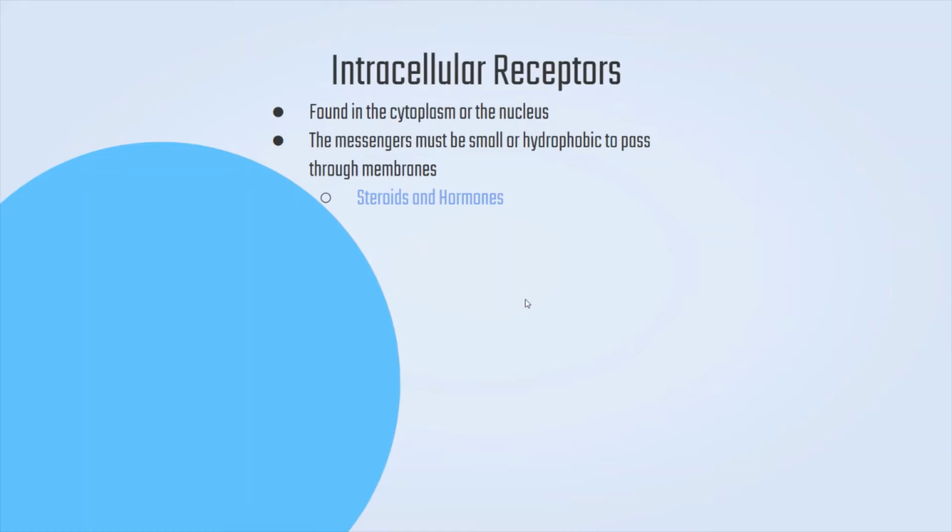However, there are types of receptors that happen inside the cell, or intracellular, and they're usually found in the cytoplasm or the nucleus. And keep in mind that the messengers must be able to pass through the cell membrane, so they must be small or hydrophobic. And things like steroids and hormones are able to pass through the phospholipid bilayer.